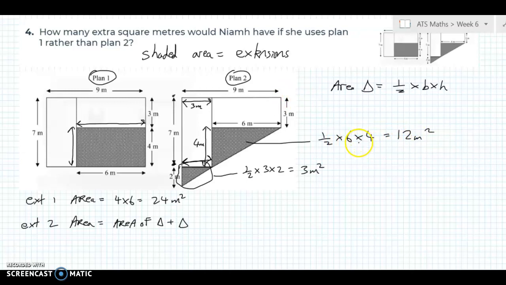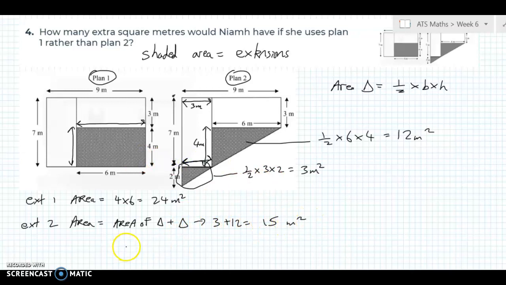How many extra square meters would she have if she uses plan 1 rather than plan 2? Well, plan 1 comes to 24 square meters, and plan 2 then comes to 3 plus 12 equals 15.